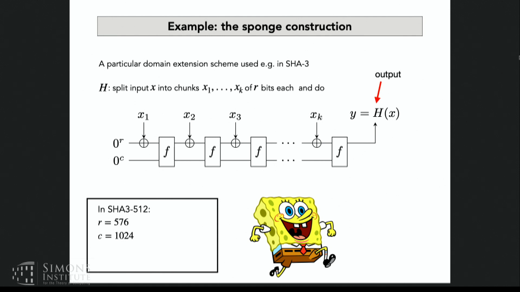Now we XOR the second chunk into the first part of the output of f, and then we apply f again. And now we keep going like this until we have processed all of our chunks. Here there are k of them. And then we apply f at least once more. Actually, one can generalize this by generating a longer output, but here I've just taken the simplest case. We evaluate f once more to generate the actual output y.